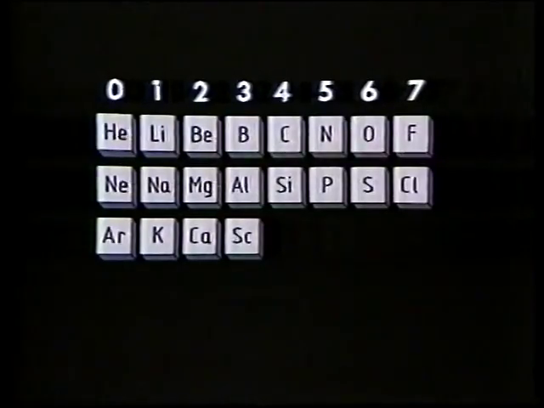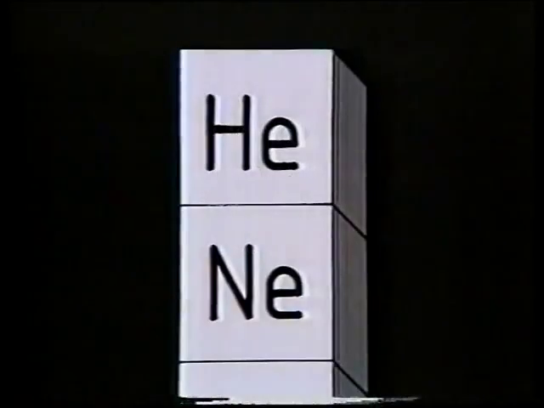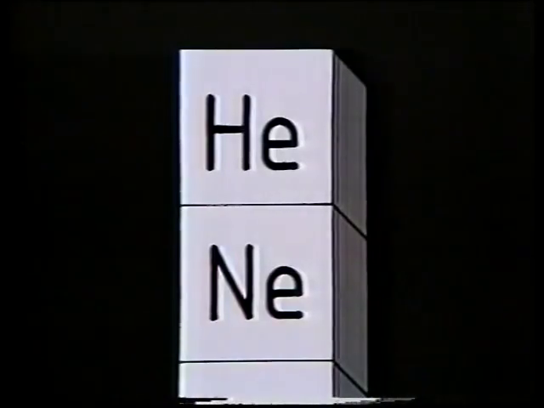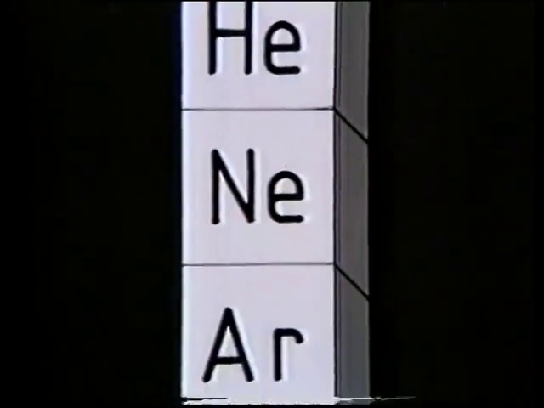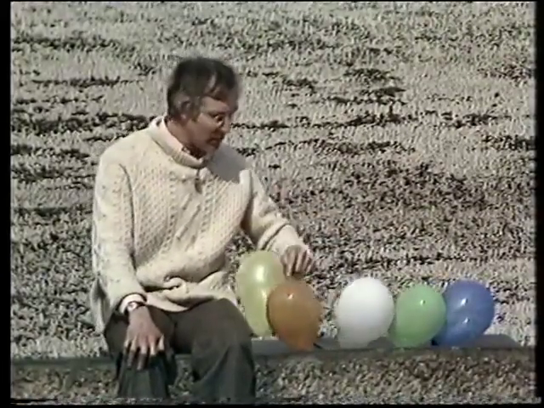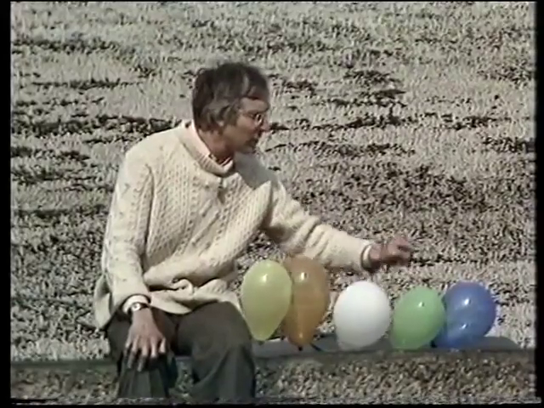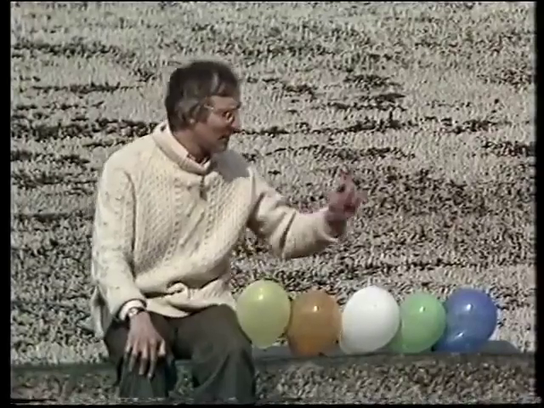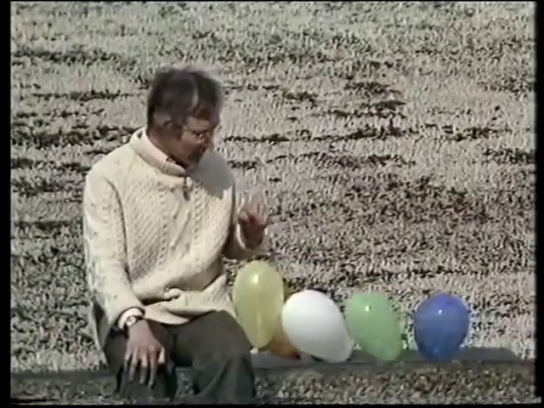Let's look at the elements of group 0, the noble gases. When it's complete, it contains 6 elements: helium, neon, argon, krypton, xenon, and radon. Here are 5 of the 6 noble gases: helium, neon, argon, krypton, and xenon. They're all colorless and transparent. Krypton and xenon form compounds only with difficulty. Helium, neon, and argon don't form compounds at all.